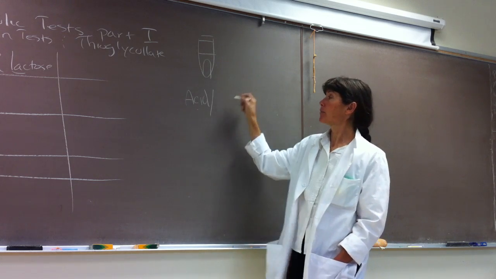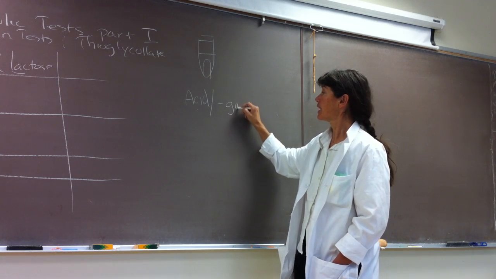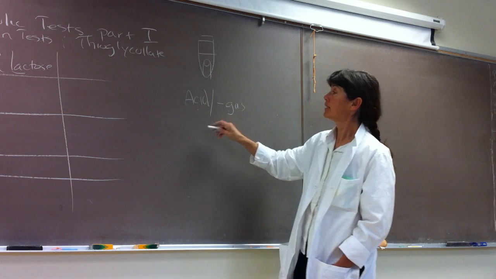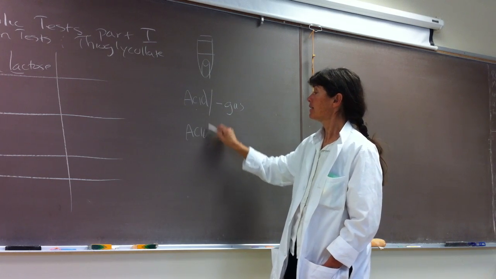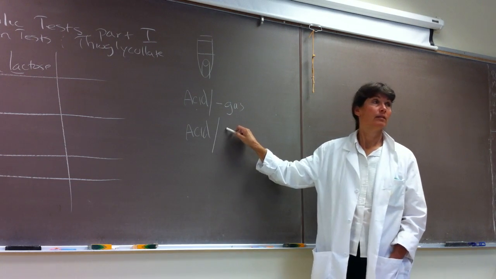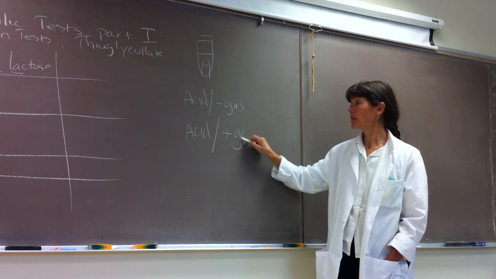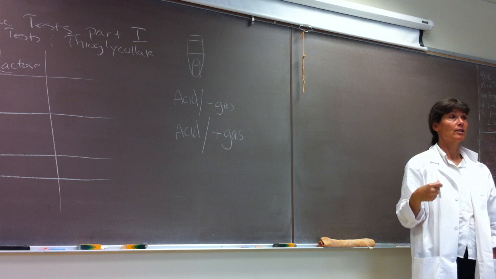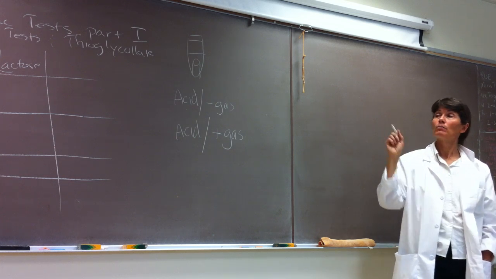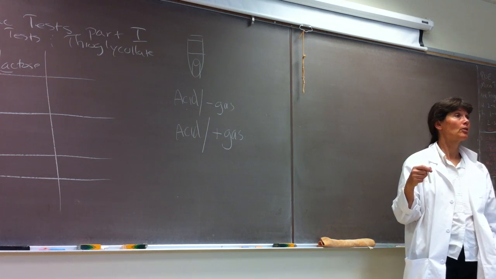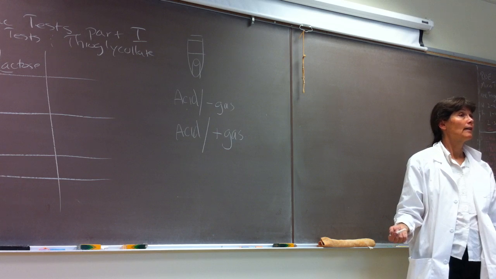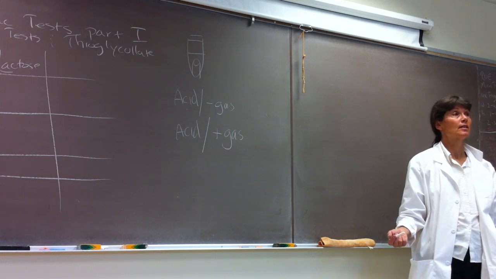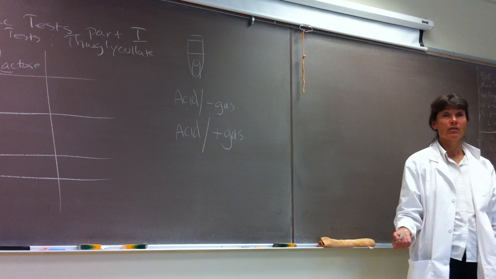So if there's no gas bubble in the Durham tube, we put a negative sign for gas. If there is a bubble in the Durham tube, we would put acid and what? Plus gas. Good. And gas production becomes important in helping to identify unknown microbes. Good. Now, if your microbe can't ferment the sugar, is it just going to starve? No. What's it going to use instead? Amino acids. The amino acids, good.